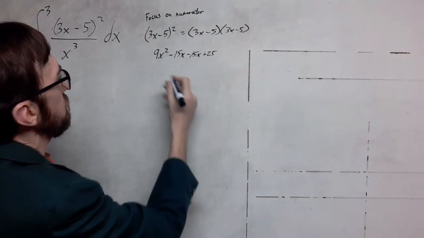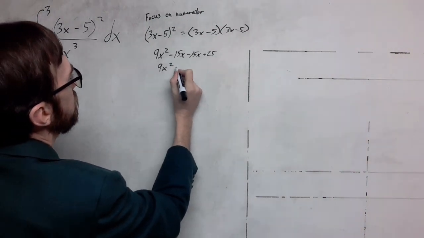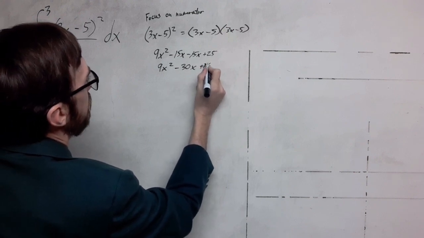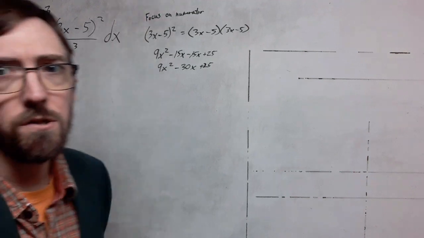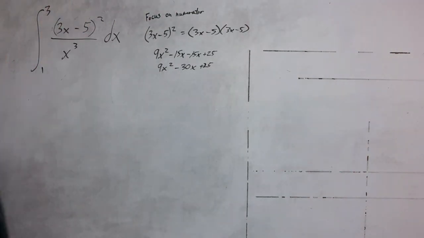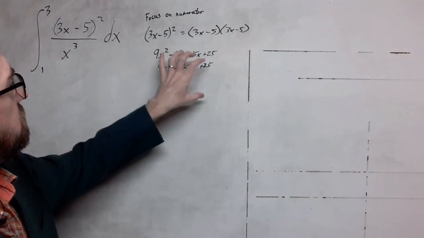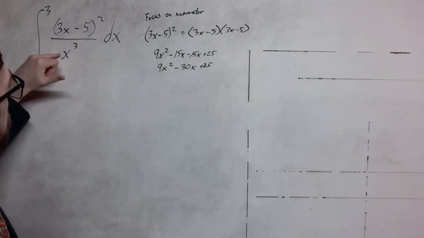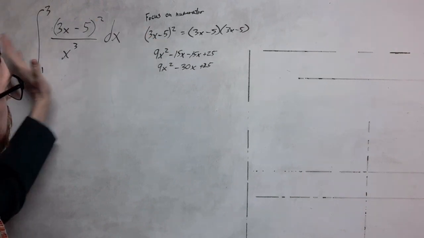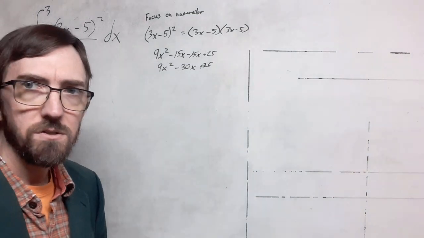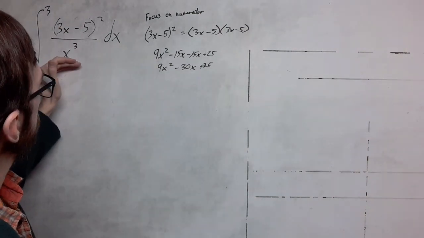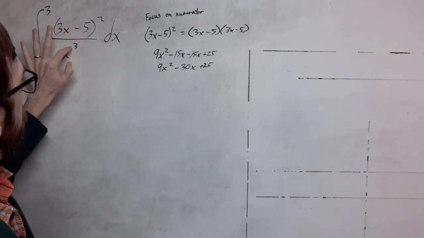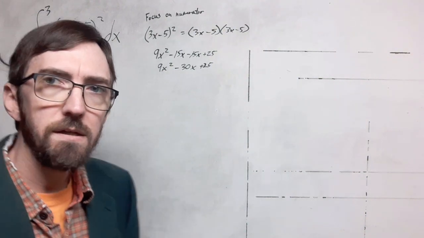Bringing together the like terms in the middle, we end up with 9x squared minus 30x plus 25. All right, and that's really the numerator of the original integral that we have here. So we're going to substitute that in there. And then also I want to move the x cubed in line so that we have a line as our expression. So this will be distributed over this eventually. And to move this up in line, we are going to switch the exponent to a negative 3.